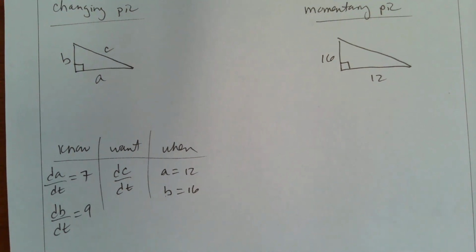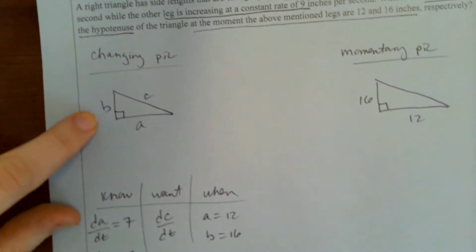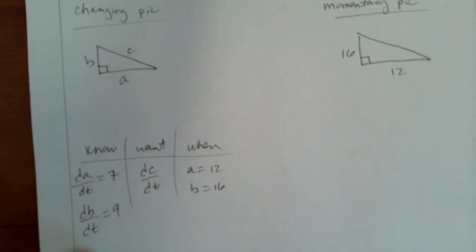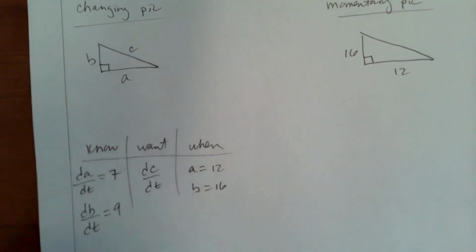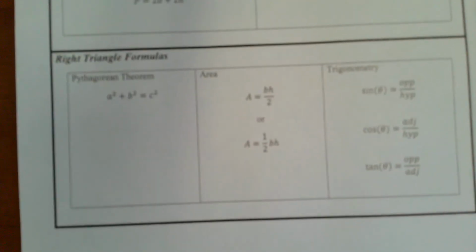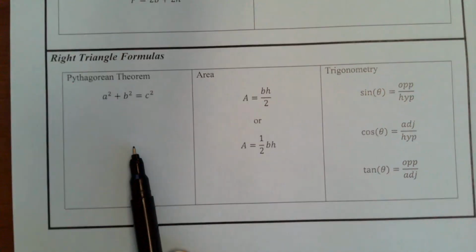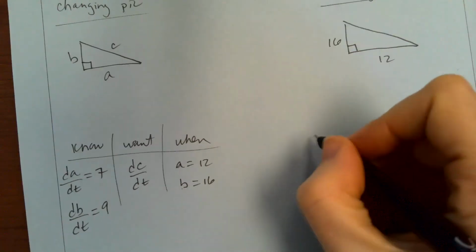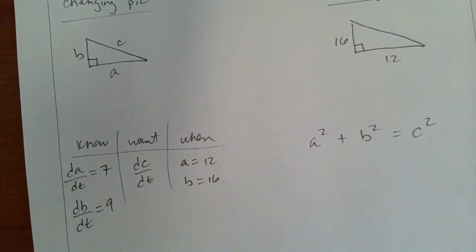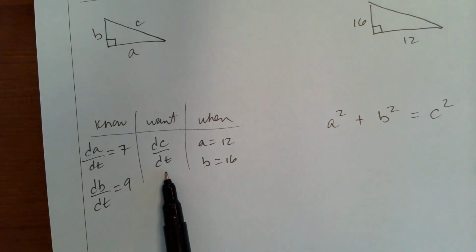Now, what you do next is you look at the changing picture, you look at the variables that are involved, A, B, C, and you think of a formula that would involve the variables on your picture. That would be the Pythagorean theorem. And then you write that down: a squared plus b squared equals c squared. Now, guys, somehow we need to involve our derivatives.